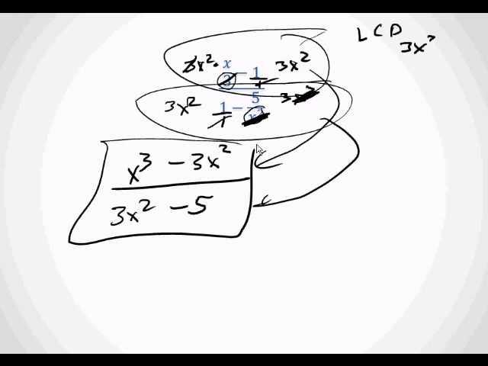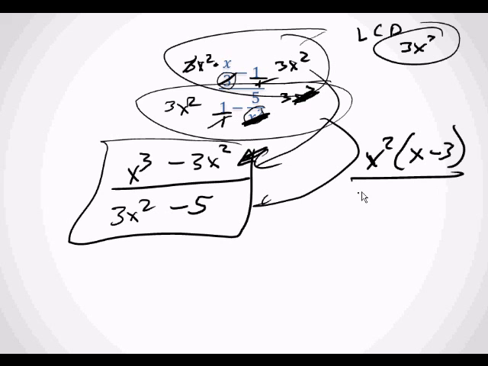And we're done. You can try to reduce this if you can. It doesn't reduce. Nothing happens, so we're done. You just had to multiply each fraction by the LCD, all 4 by the same LCD, and we found 3x squared for all the fractions. And then you try to factor and cancel if you can. I can't, so I'm done.